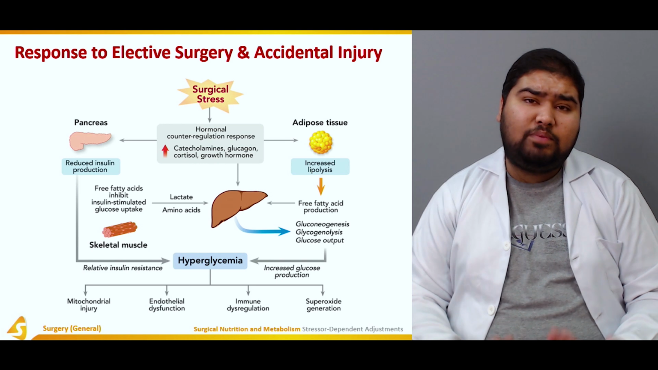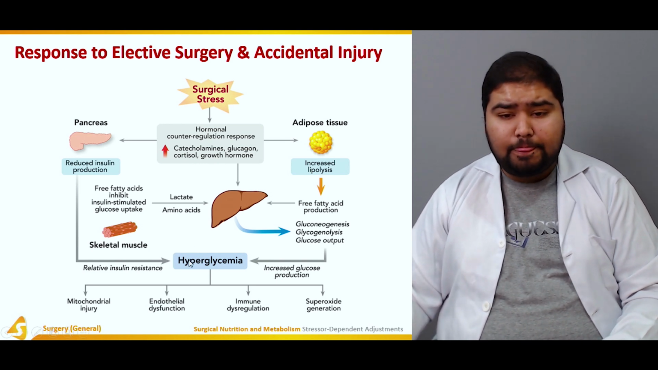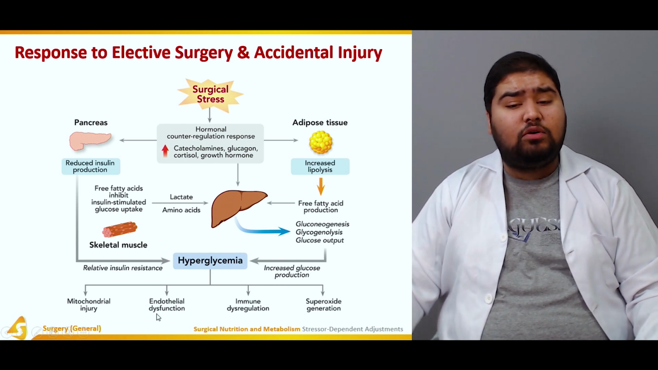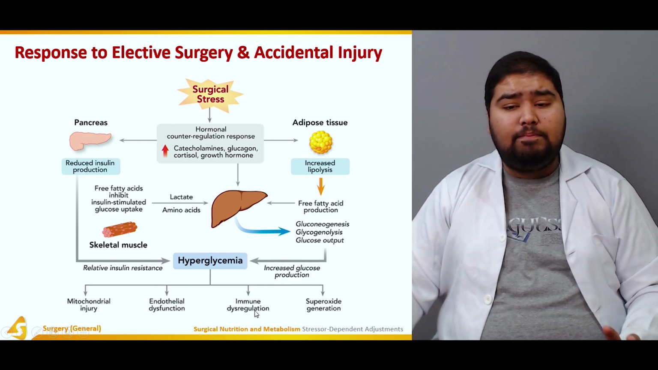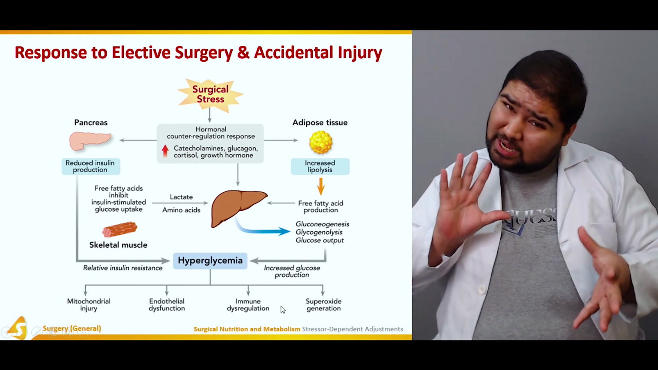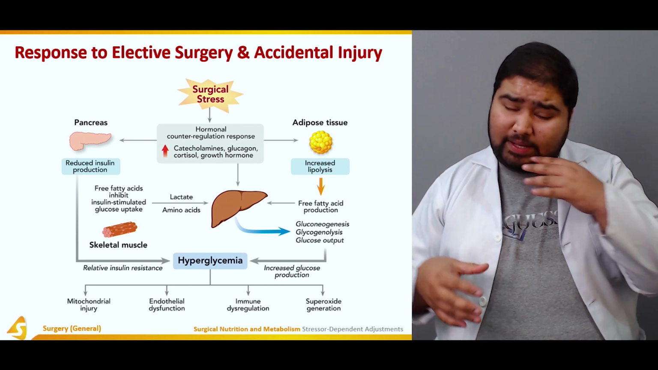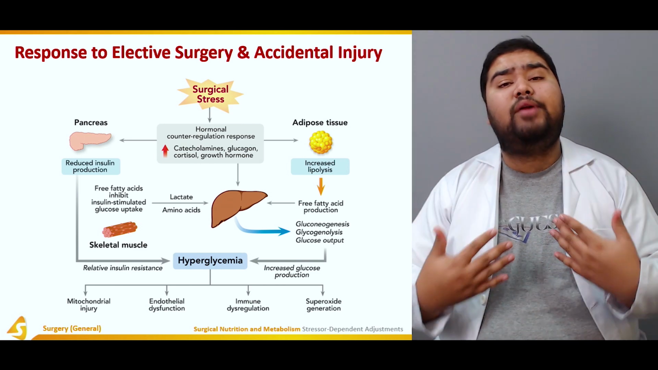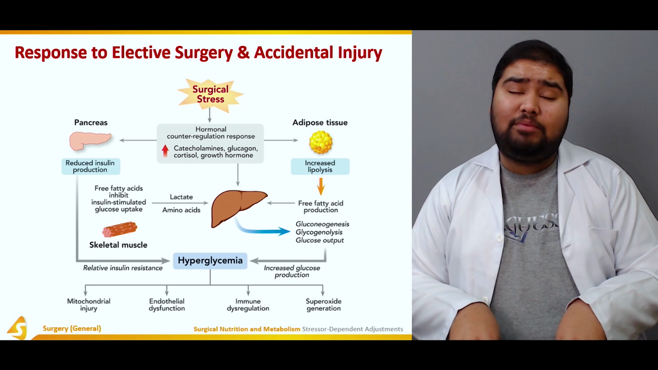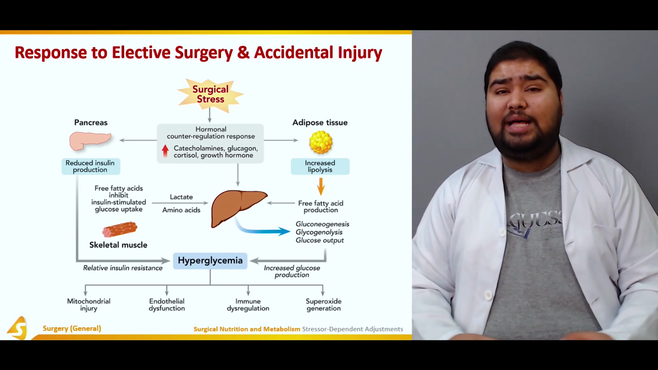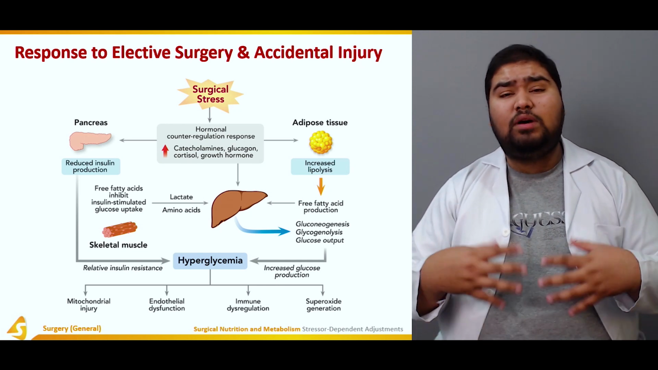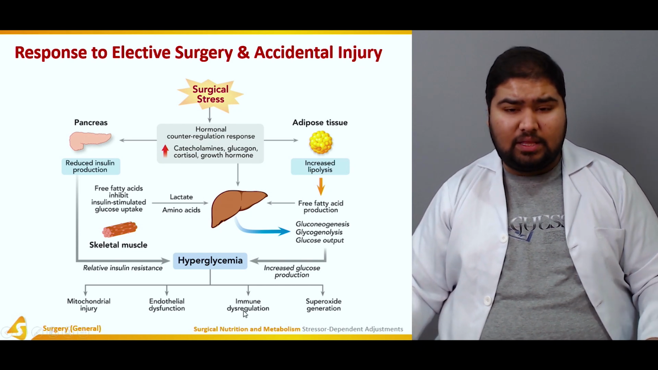This hyperglycemia provides fuel to the body. It provides fuel to the brain and the red blood cells. However, it can lead to mitochondrial injury, endothelial dysfunction, immune dysregulation, and superoxide generation. So, the body is under a lot of stress at this point in time. There are a great variety of things that can go wrong at this point. Though this hyperglycemia is helpful for the brain as well as the red blood cells that require energy, it can also give rise to a great many problems, as can be seen in the figure.